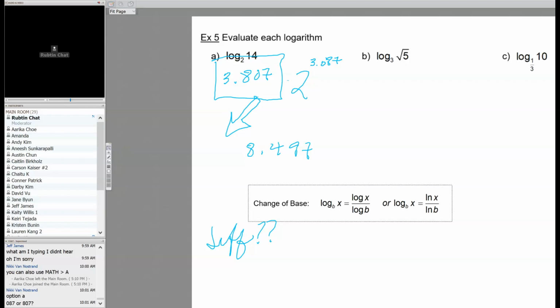Log base 2 of 14. So 2 to the answer. Oh, I see. I see what I did. I transposed the numbers. Okay, so if I actually do that, yeah, exactly. See, I transposed them. That's just it. You see how crazy that is? It's kind of scary. Okay, yeah, 3.807.